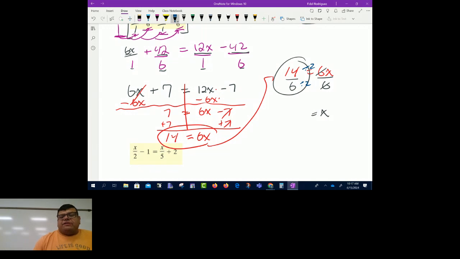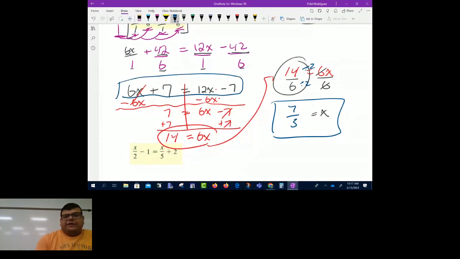And again, like I said, when we're doing these equations with fractions, the fact that we were able to get rid of the fractions in this line doesn't necessarily mean that I'm not going to have fractions in my answer. It just means that we don't have fractions here. Okay.